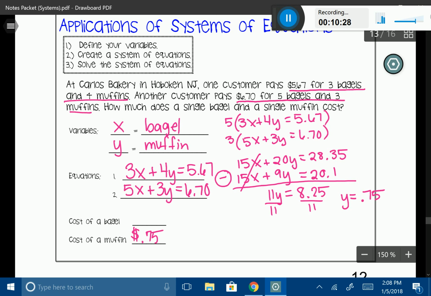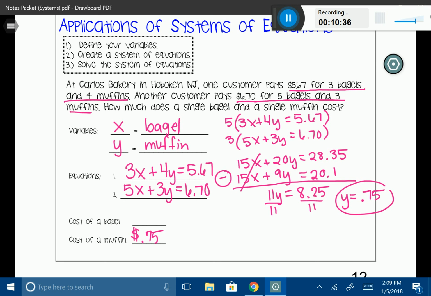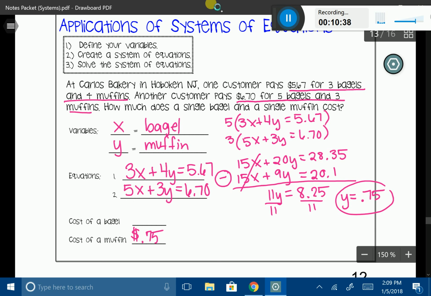Okay, and now we need to figure out the cost of our bagel. So just like before, we need to select one of the equations to substitute it back into. And I'm just going to go ahead and choose the first since it's right there. I'm going to say 3x plus 4 times my 75 cents is equal to $5.67. Keep simplifying down.